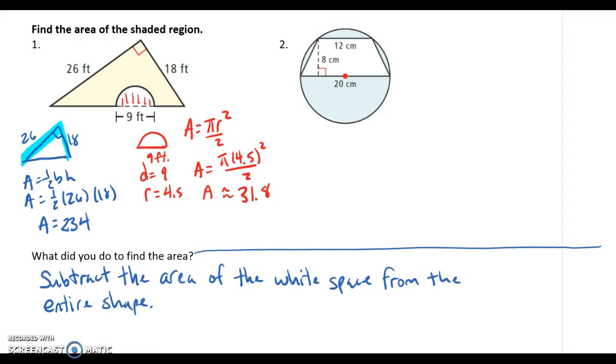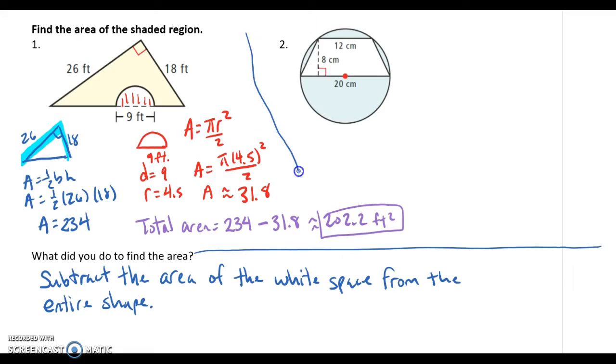Okay, and then of course to find the total area, all we're going to do is do our game plan and subtract. So total area is the triangle minus the semicircle, the half circle, and that's going to be approximately 202.2 square feet. So that's 202.2 in case you can't read that. All right, go ahead and try out number 2 and let's see what you get. And you can check with my answer in a little bit. So I'm going to block this off so you can see my work.